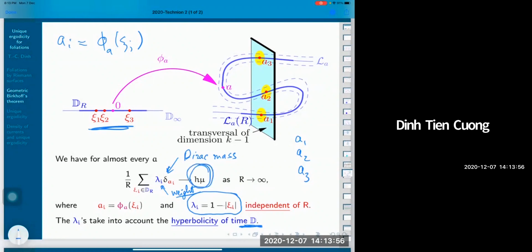Remember that transversally you have a measure mu, and you have a harmonic function h. So the limit is equal to h mu on the transversal. This is another way to see the ergodic theorem by using this slice. Anyway, almost every leaf has the same behavior if you put the correct weight on the leaf.